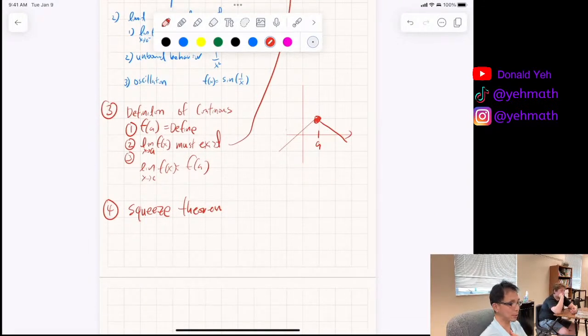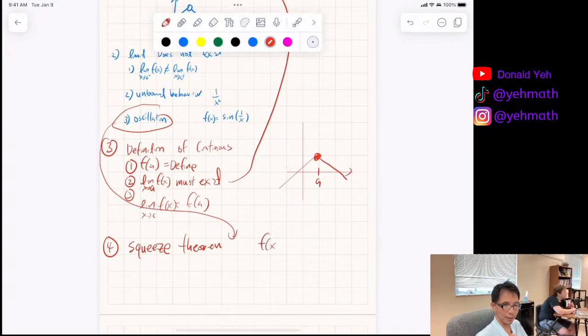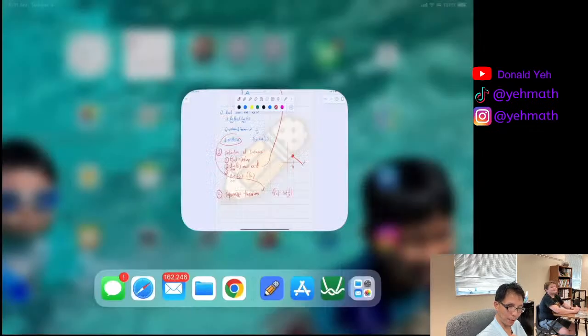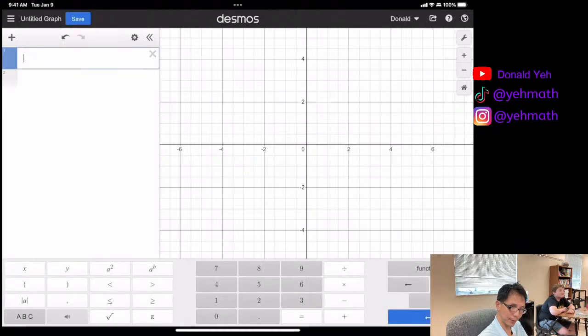Before we talk about the squeeze theorem, do you remember this oscillation one? Do you remember what equation is going to cause that oscillation? Good job. f of x equals sine of 1 over x. And that graph looks something like this.